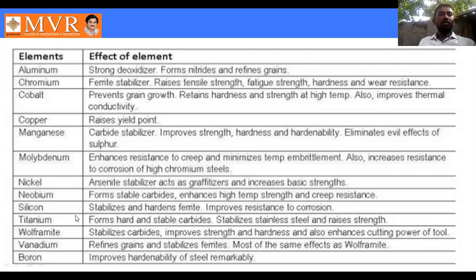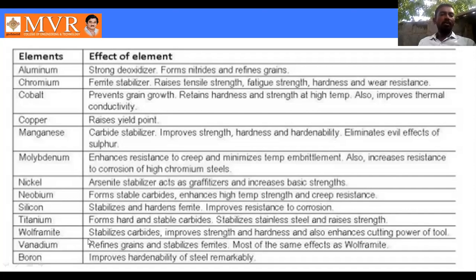Titanium we can use for titanium. It forms hard and stable carbides, stabilizes stainless steels and rises strength. Next one is wolfram, wolframite. What is the effect of the wolframite element? It stabilizes carbides, improves the strength and hardness, and also enhances the cutting power of the tool.